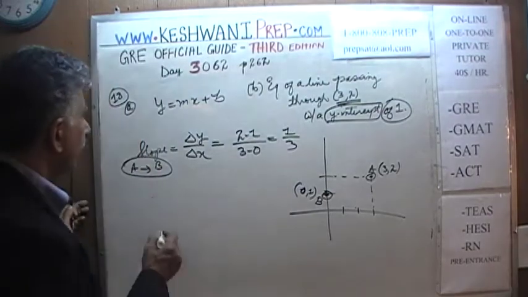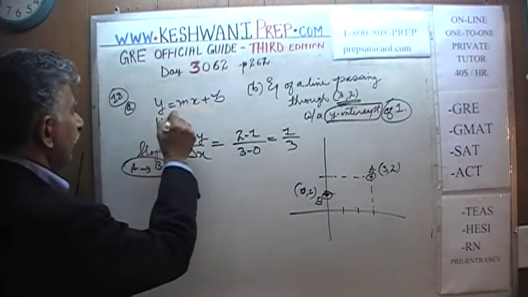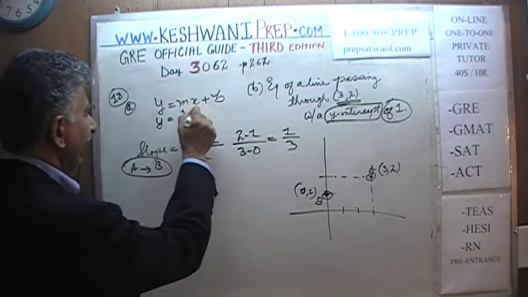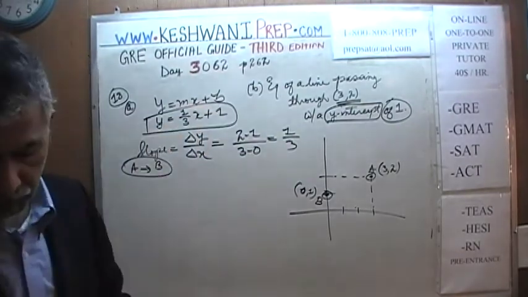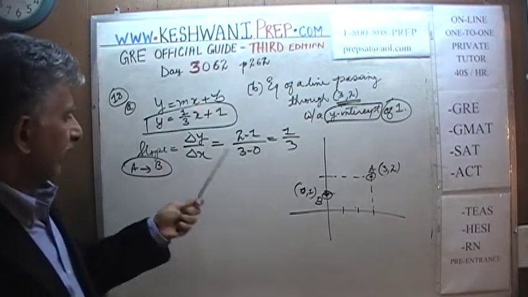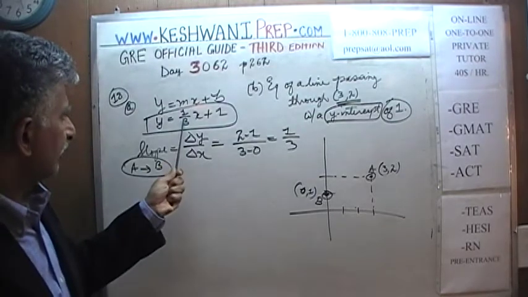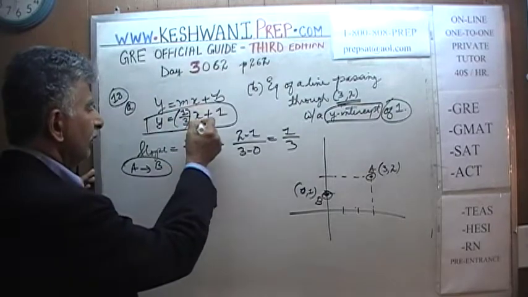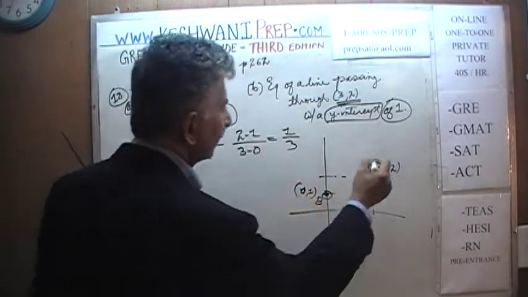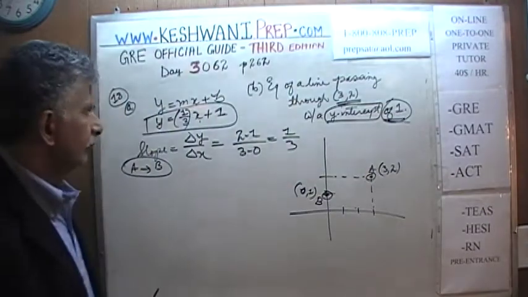That's it, we're done. Right here, y is equal to 1 third x plus 1. There we go, there is the equation. Y is equal to 1/3 x, because slope is 1/3, we just found out, which is the m, 1/3 x plus 1, which is the y-intercept of 1. That's all.